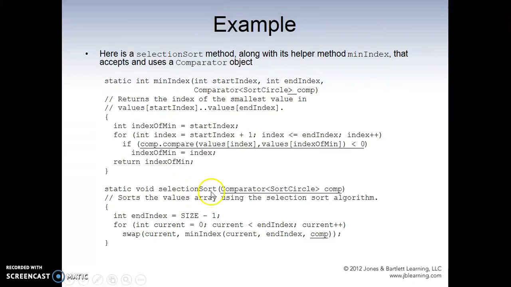And the selection sort method takes the comp as the SortCircle comparator, and we just loop through it. This is the selection sort itself. We just take the circles, iterate through them, and pass the comp here as an object.